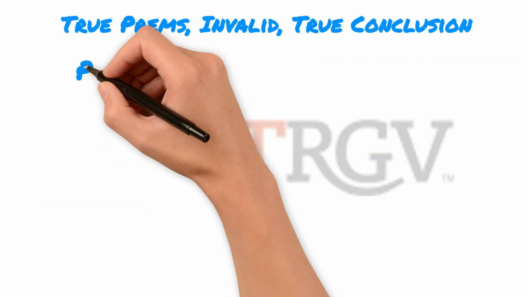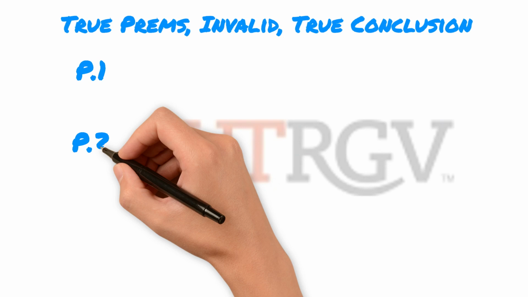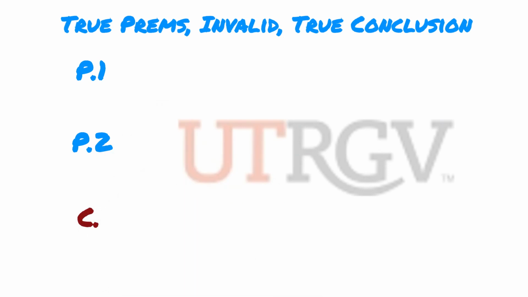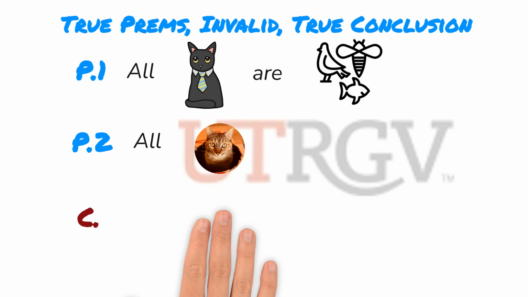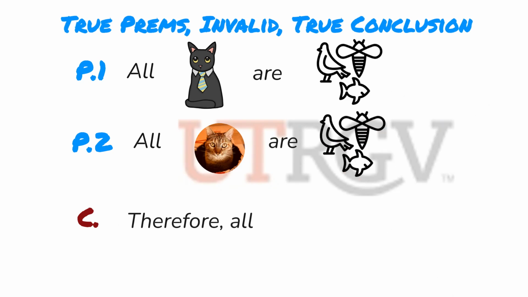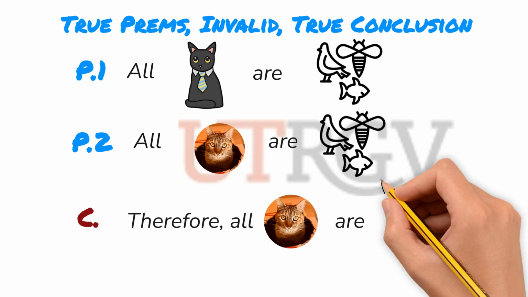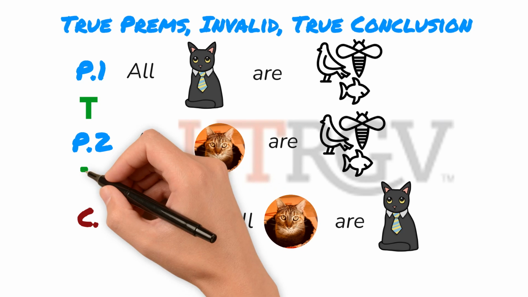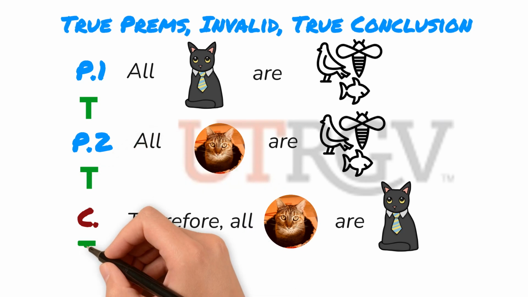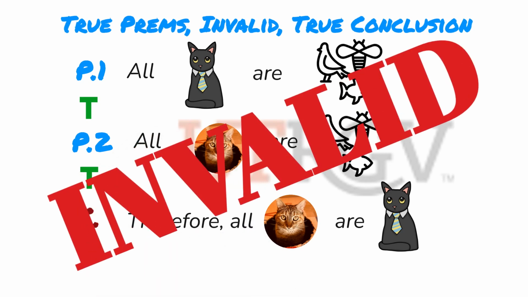Sometimes an argument can have both true premises and a true conclusion, yet still be invalid. Premise 1. All felines are animals. Premise 2. All cats are animals. Conclusion. Therefore, all cats are felines. Every statement is true, but the reasoning doesn't logically connect them, so the argument remains invalid.